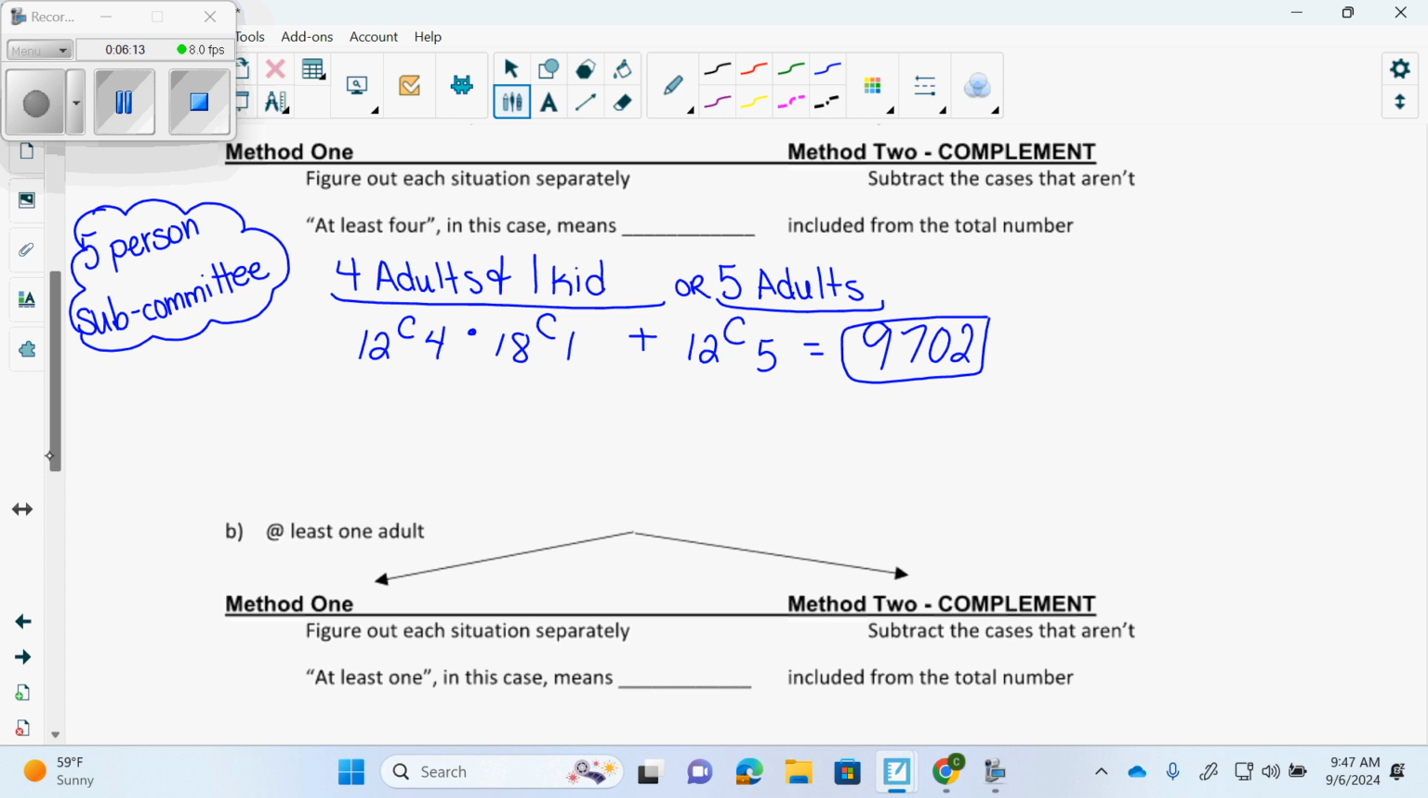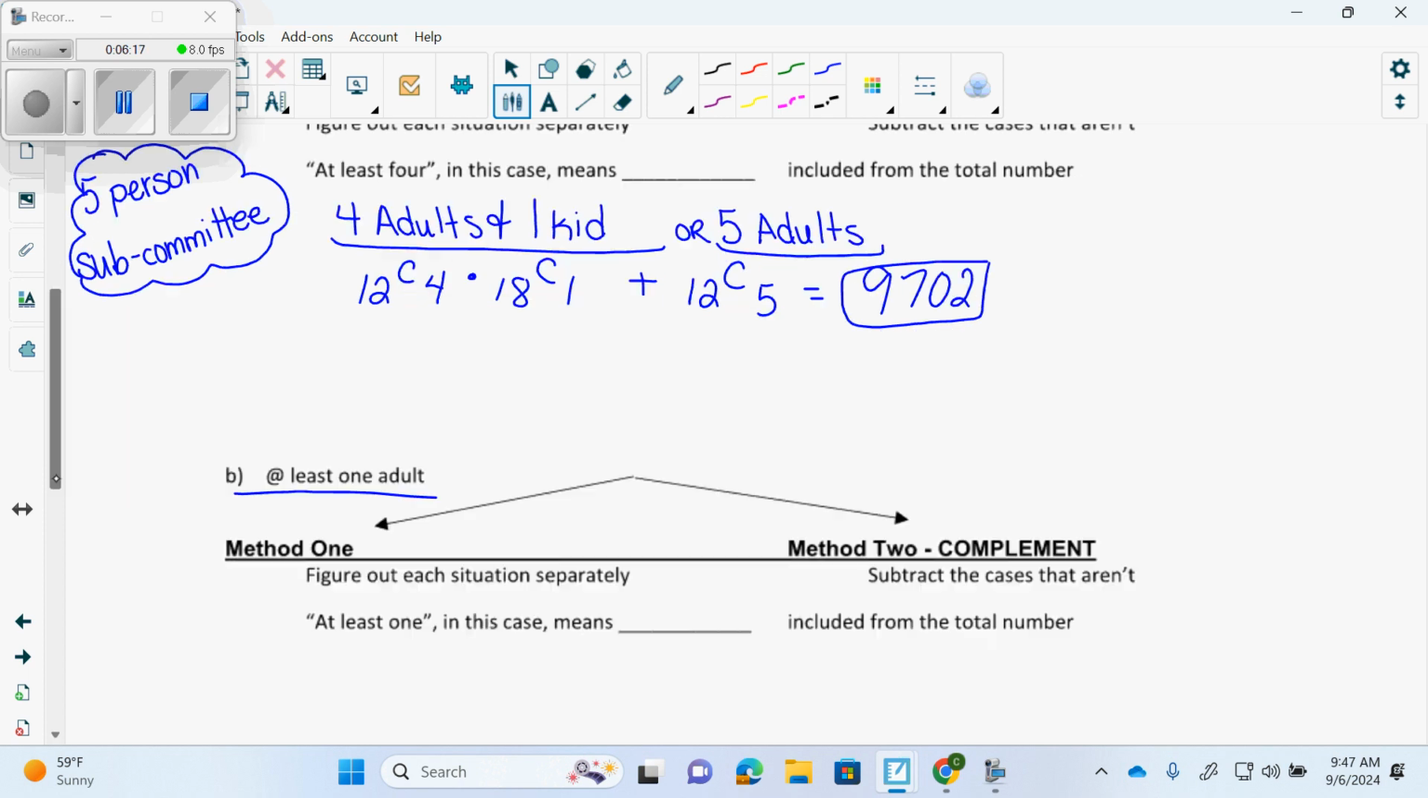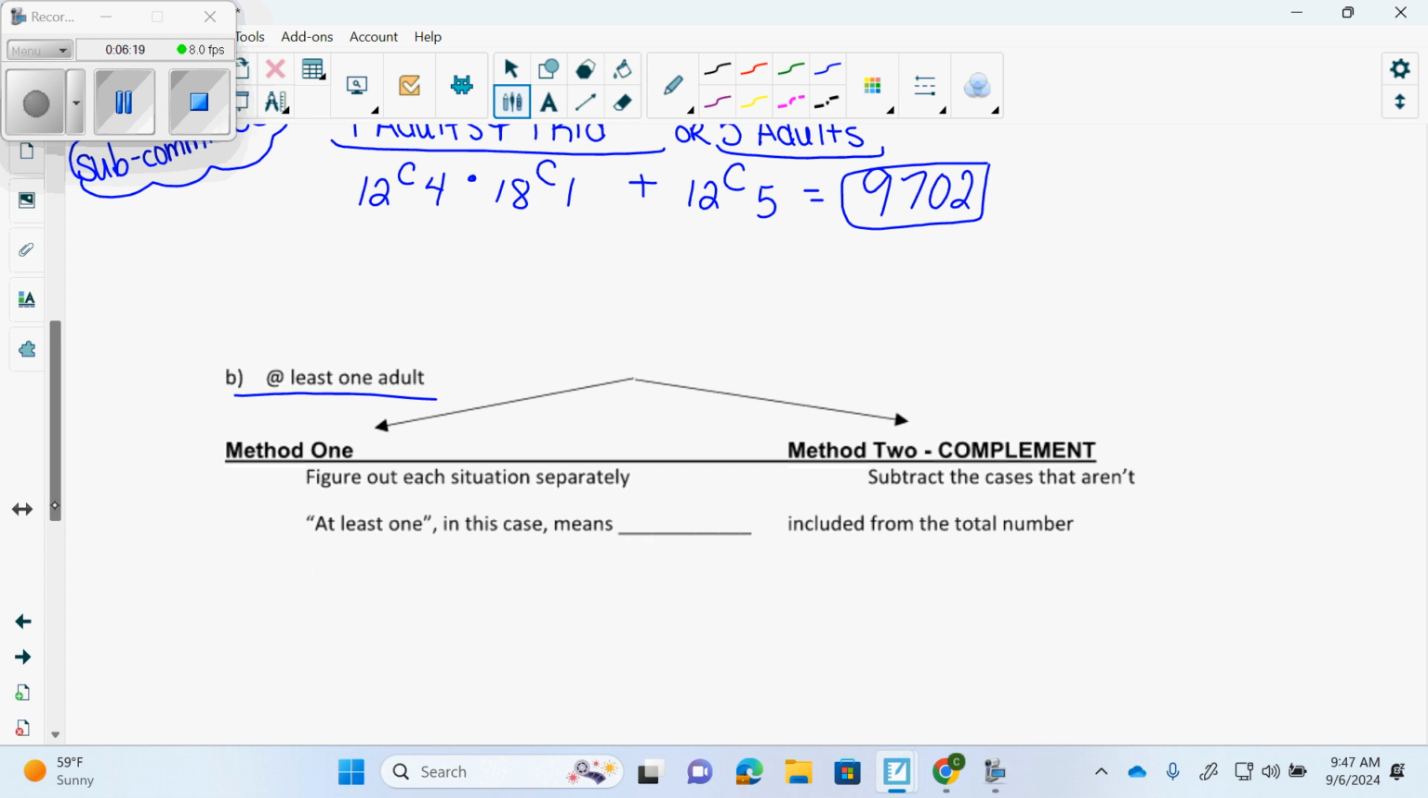Okay? All right. At least one adult. Okay. So if I always do this in money, right? If I need at least $1, what does that mean?